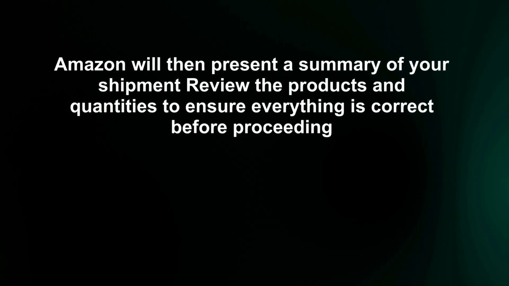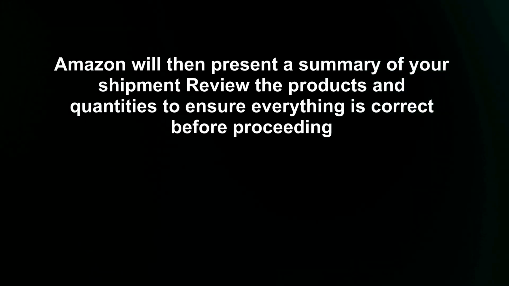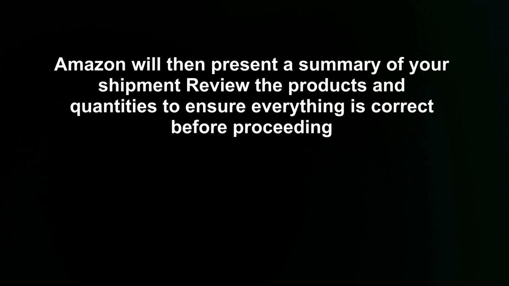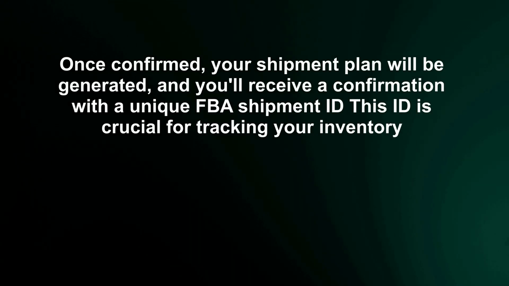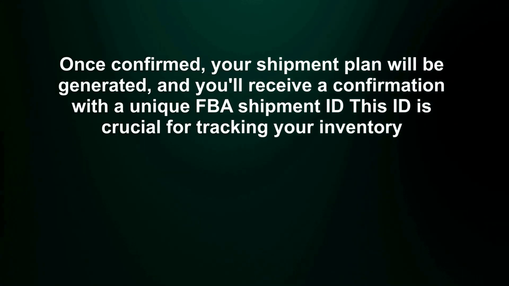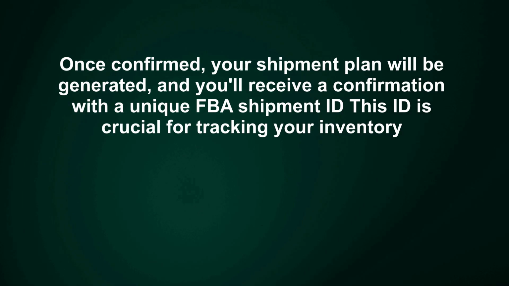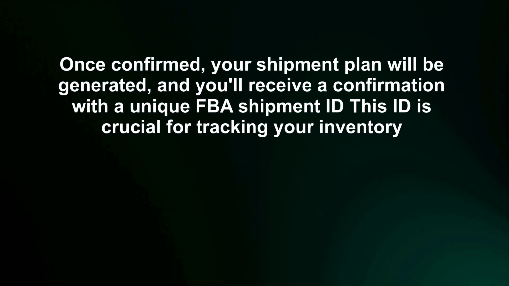Amazon will then present a summary of your shipment. Review the products and quantities to ensure everything is correct before proceeding. Once confirmed, your shipment plan will be generated, and you'll receive a confirmation with a unique FBA shipment ID. This ID is crucial for tracking your inventory.